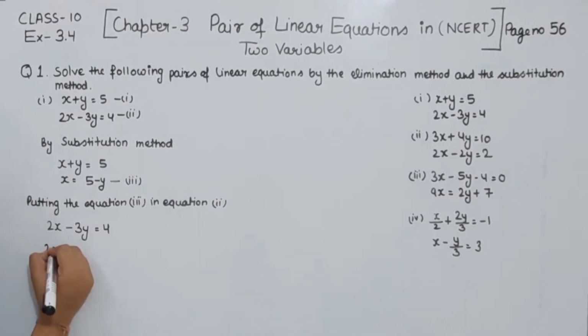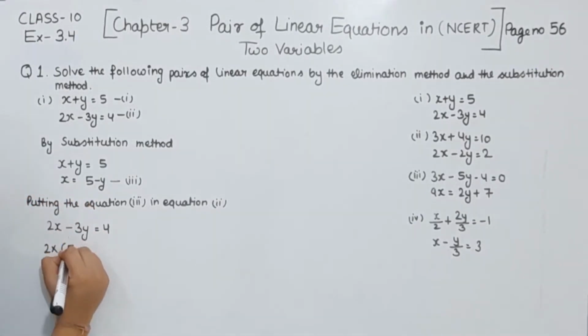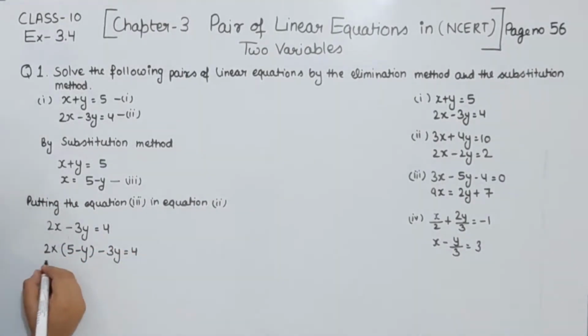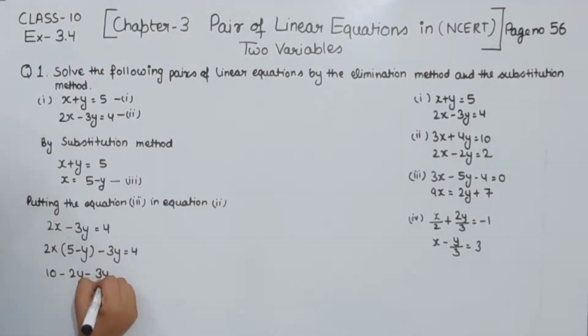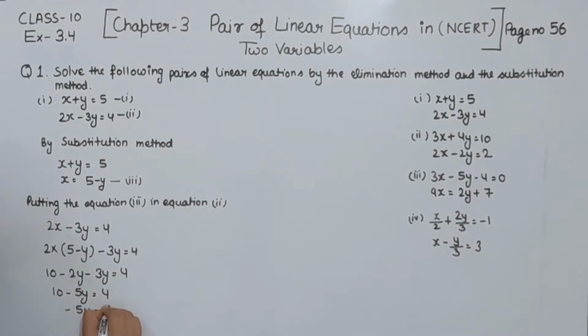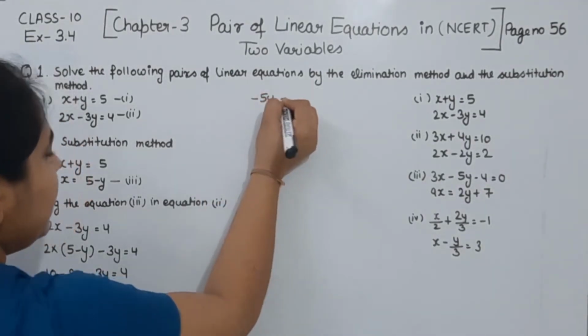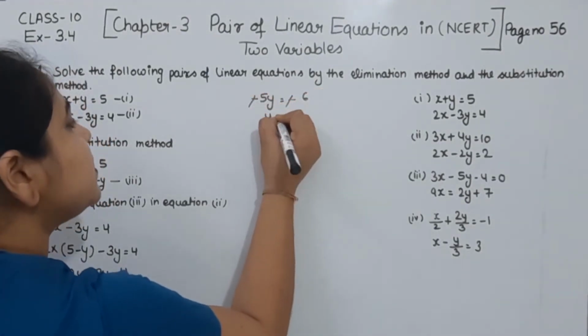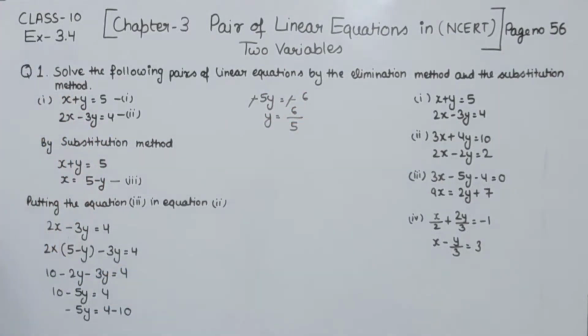So 2 multiplied by the value of x, which is 5 minus y, minus 3y is equal to 4. We are going to solve this one. Multiply: 5 twos are 10, minus 2y minus 3y is equal to 4. Now we are having 10 minus 5y is equal to 4. Now to transpose this 10, we are having minus 5y is equal to 4 minus 10. So minus 5y is equal to minus 6. Minus is cancelled from minus, the value of y we are having is 6 by 5.